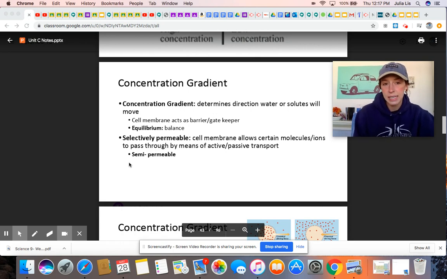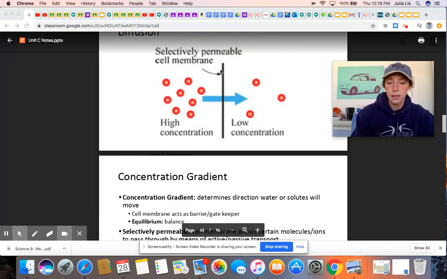Concentration gradient is an important concept for Bio 20. What it is, it determines the direction of all these things, if things are going to be moving. We're trying to create balance. All cells want balance. They don't want too much of something, or too little of something. And so this concentration gradient refers to the direction that molecules or particles are going to move.